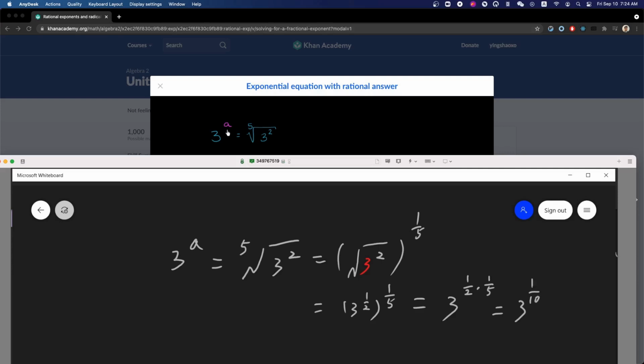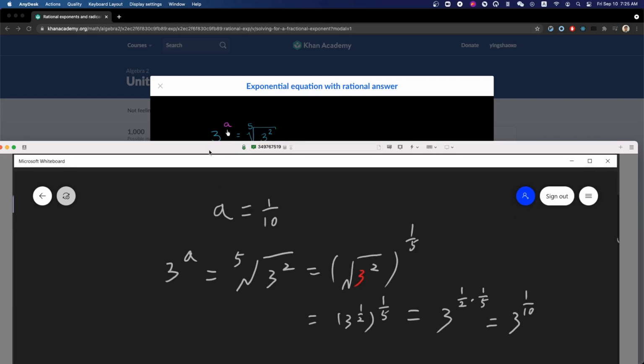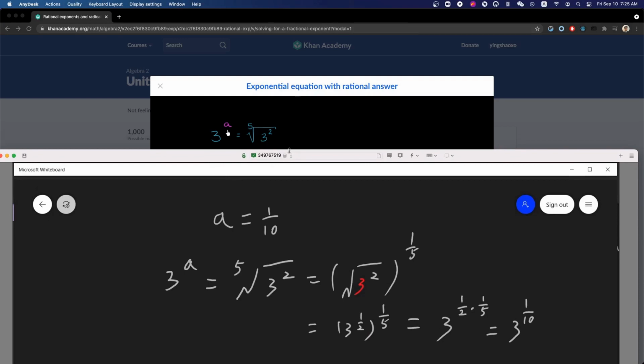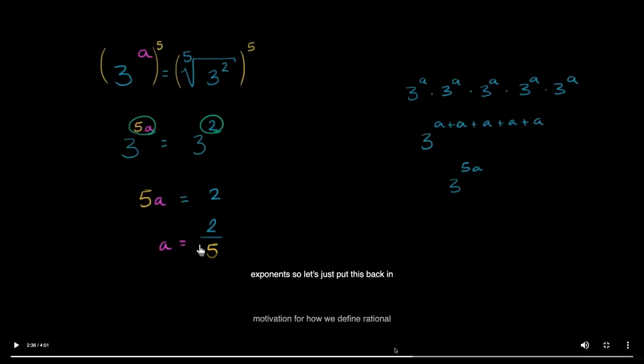So in the end, as far as I would tell you, the a is equal to 1/10. This is the final answer. Okay, so it's just something like this, a equal to 1/10. Well, clearly we got some problem here, because the correct answer is 2/5.